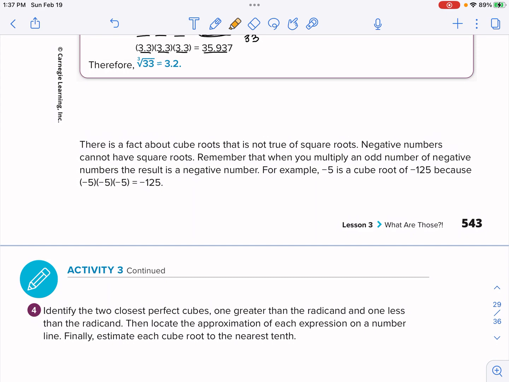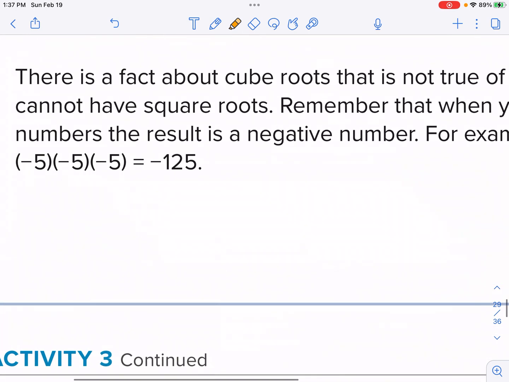So in the example here, negative 5 is the cube root of negative 125, because negative 5 times negative 5 times negative 5, well, a negative times a negative is a positive, and a positive times a negative is negative. So it's possible for us to have negative 125. Okay, so just keep that in mind.